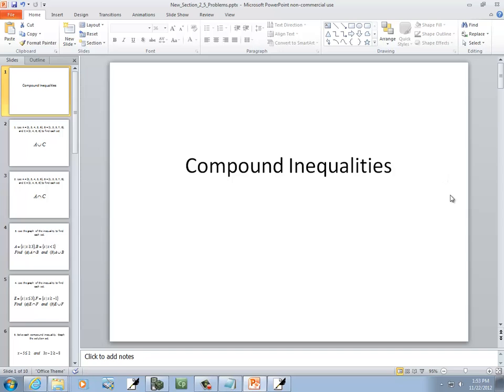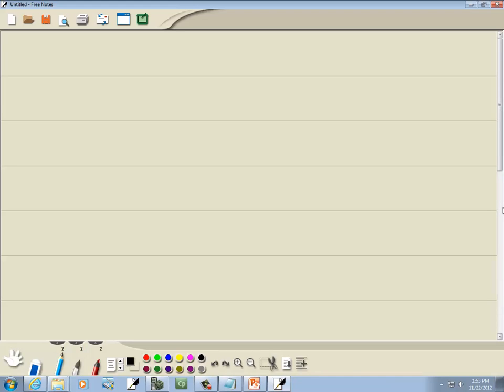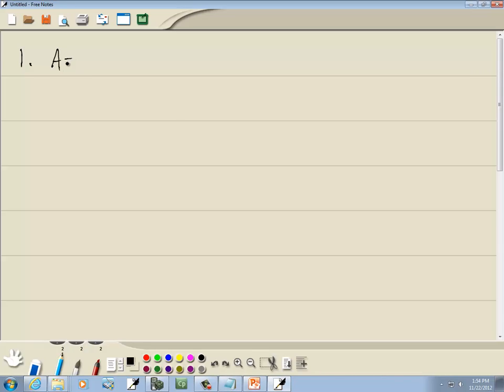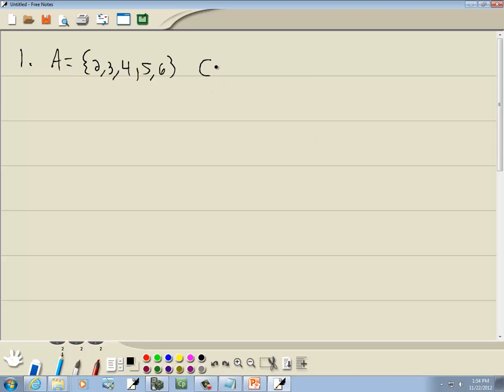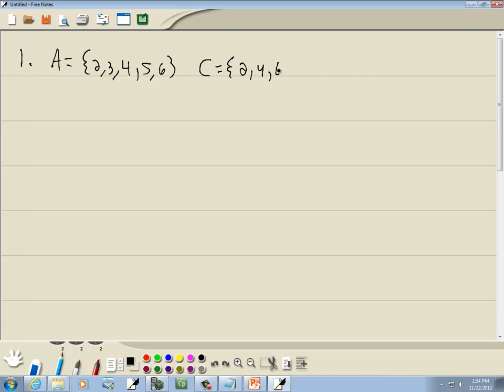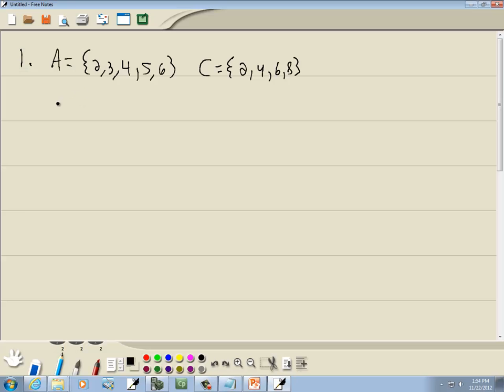Let's take a look at compound inequalities. In our first problem, we have A is equal to 2, 3, 4, 5, and 6. I'm not going to write B down because this problem doesn't use B, it just uses C also. So let me write down C. C is 2, 4, 6, 8. And we got this right here.